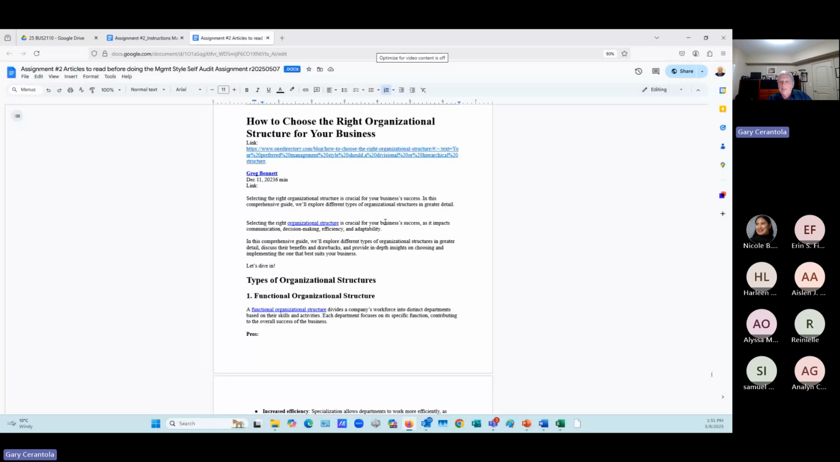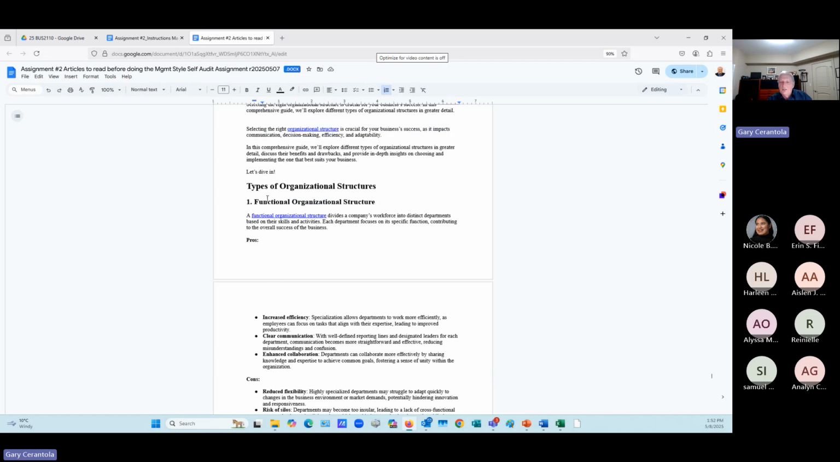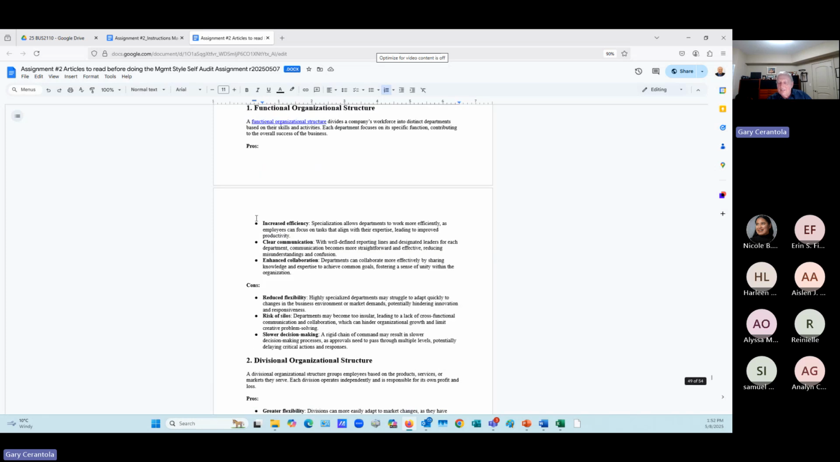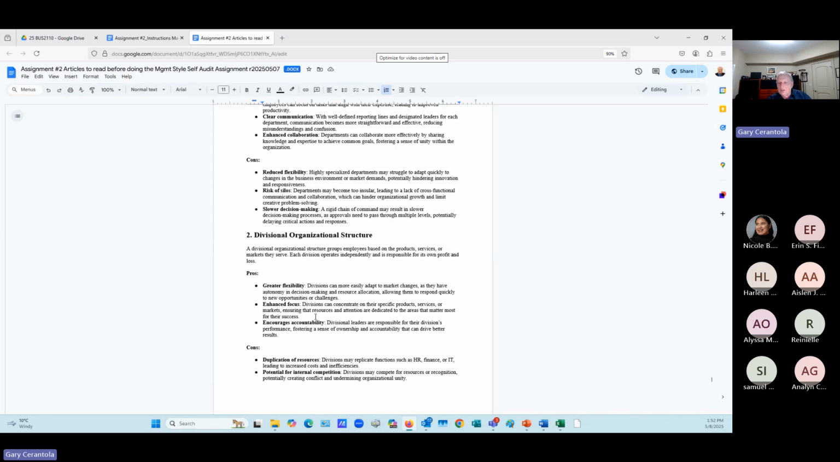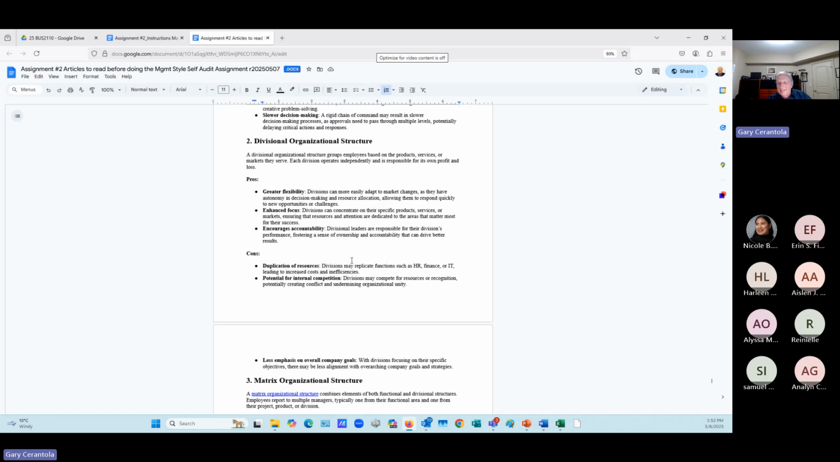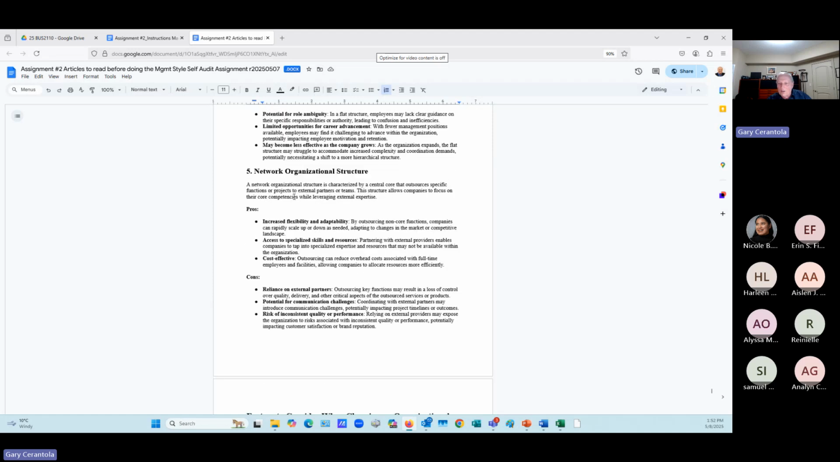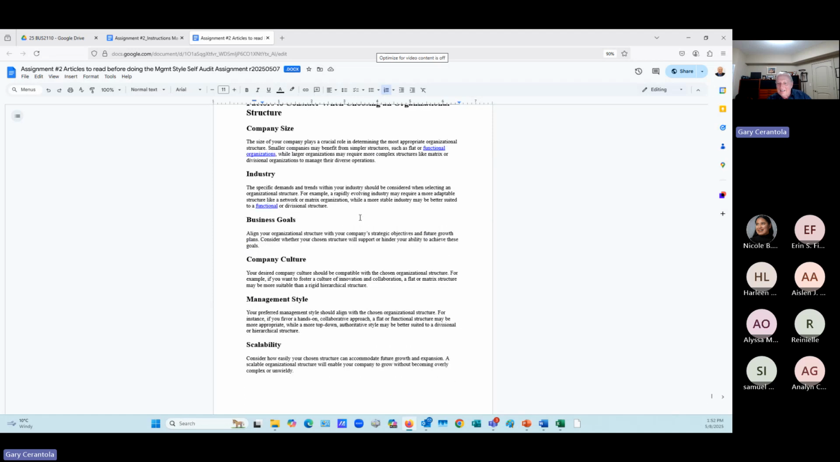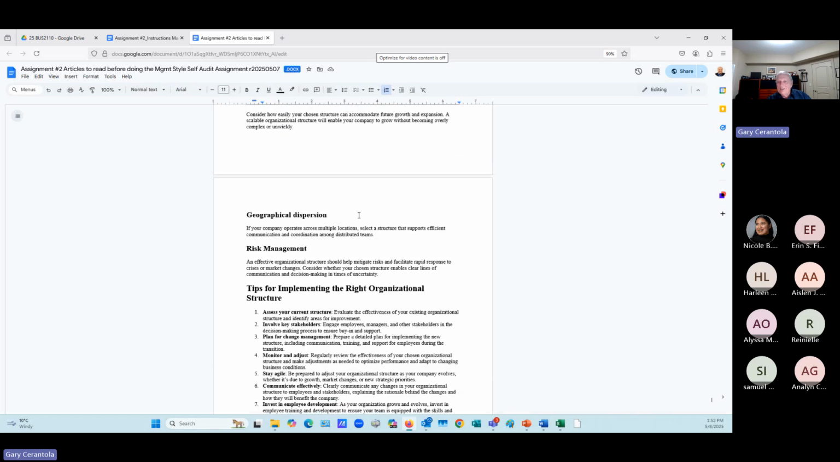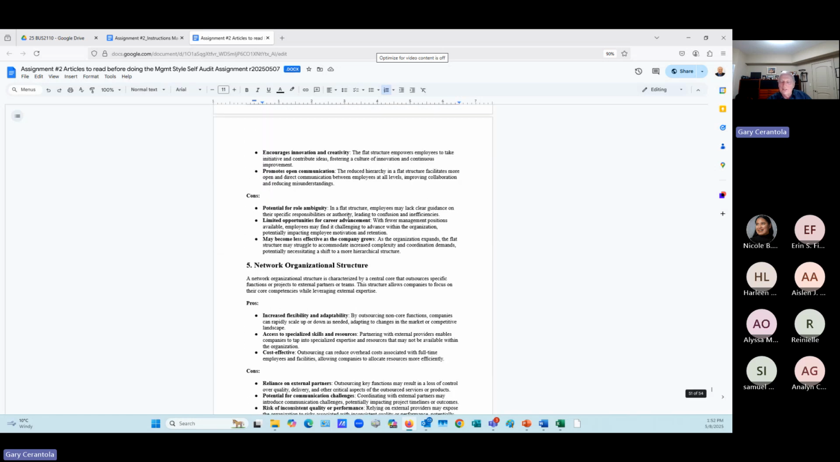This is an article, and this is the link to the article if you want to go directly to it: how to choose the right organizational structure for your business. So here are the types, so you can understand what they are. There's a functional organizational structure, and what's that? It talks about what it is and then what it does, the pros and the cons. A divisional organizational structure, a matrix organizational structure, a flat organizational structure, a network organizational structure, and then you pick one of those that works for you, and then answer that particular question.